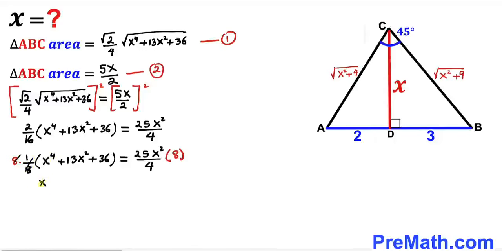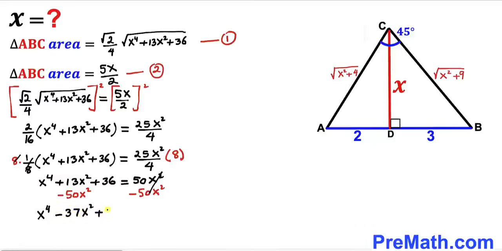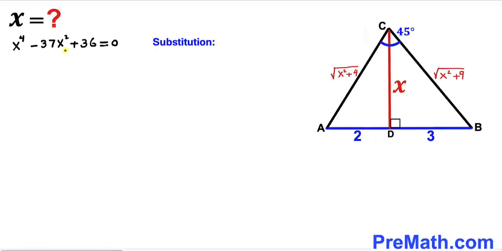So therefore x power 4 plus 13x square plus 36 is going to be equal to, if we simplify the right hand side, that is going to give us 50 times x square. And now we are going to subtract 50 times x square on both sides. This is gone. So therefore on the left hand side we got x power 4 minus 37x square plus 36 equal to 0. And now let's make a substitution.